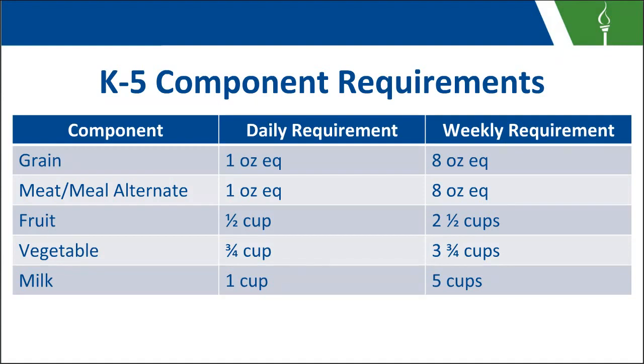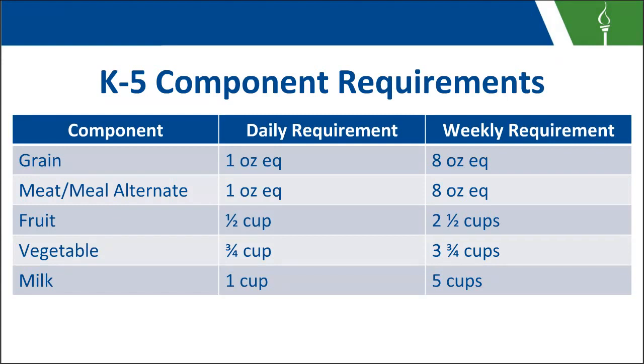and 8 ounce equivalents that must be offered over the course of the week of both the meat and the grain component. For fruit, you need to offer at least a half a cup, 2.5 cups over the course of the week. Vegetables need to be 3/4 cup daily, 3 3/4 cups over the course of the week. Milk needs to be 1 cup daily and 5 cups over the course of the week.